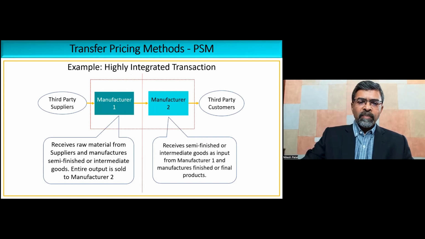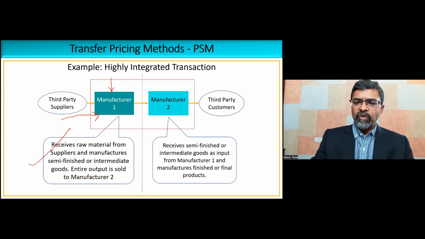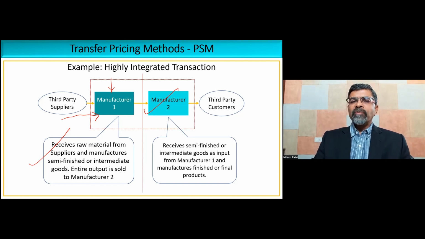Here is another example. Here, the first manufacturer, related party 1, purchases raw material from third parties and manufactures semi-finished or intermediate goods and supplies those goods to the second manufacturer, the related party 2. The second manufacturer then produces finished goods and sells those goods to third-party customers. So here also both the related parties are participating in a highly integrated transaction. So profit split method is an appropriate method.